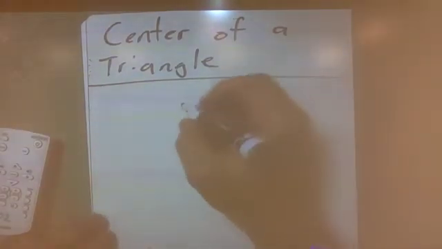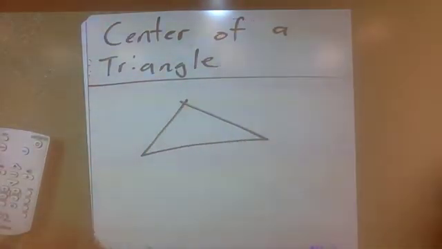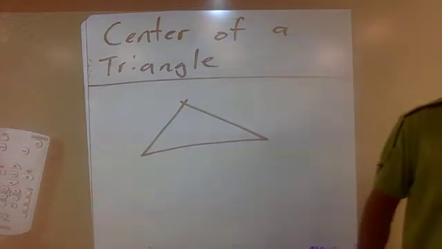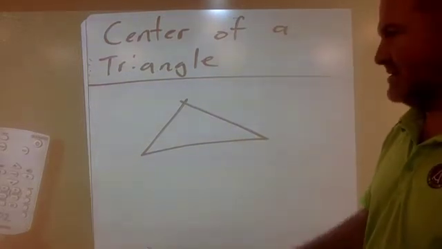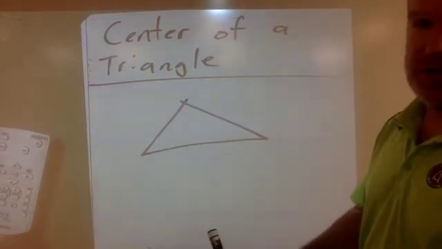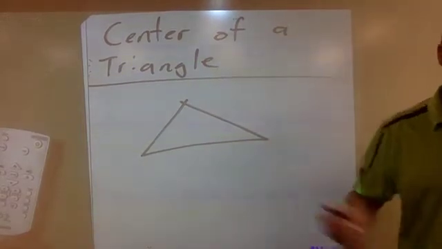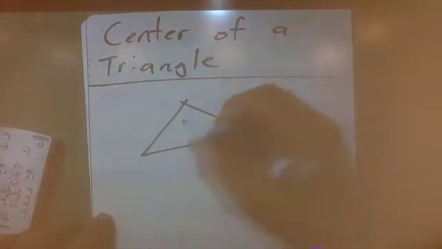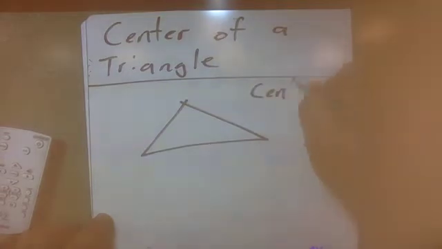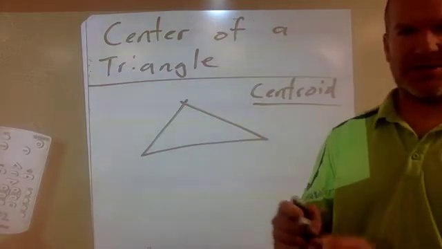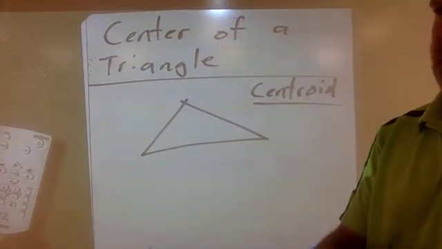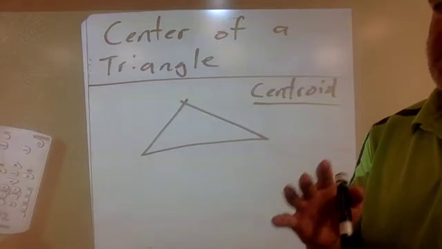So let me draw a triangle for you. What is the center of that triangle? There's different ways to argue what the center is. There's an orthocenter. There's different names for them. We're going to deal with the one that's called centroid. So the center of this triangle, we're going to call that the centroid. And that's a vocabulary term that you're going to have to know. It basically just means the center of a triangle, but found in a specific manner.